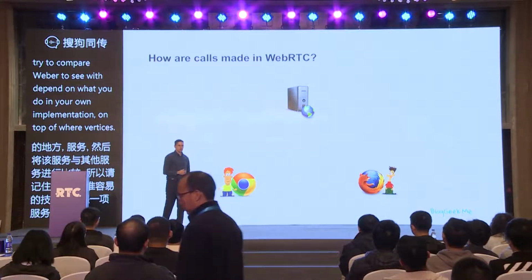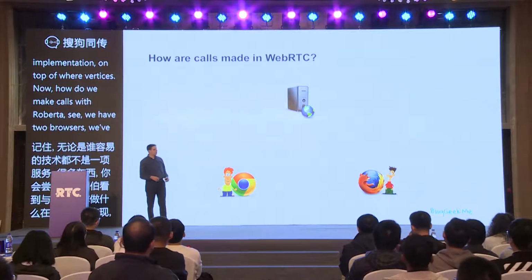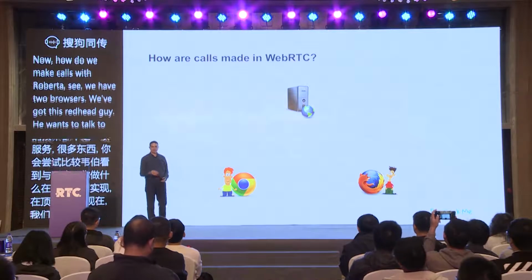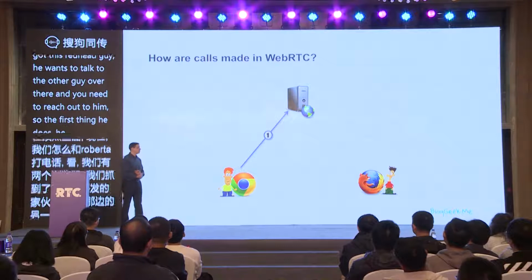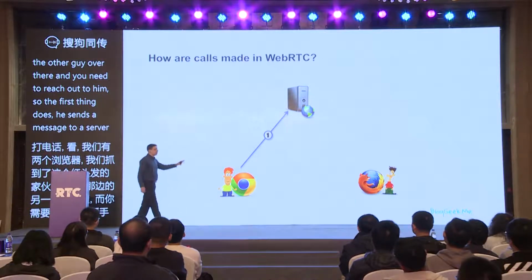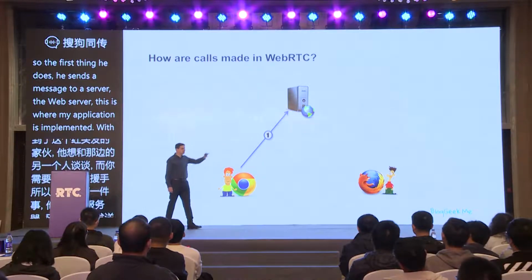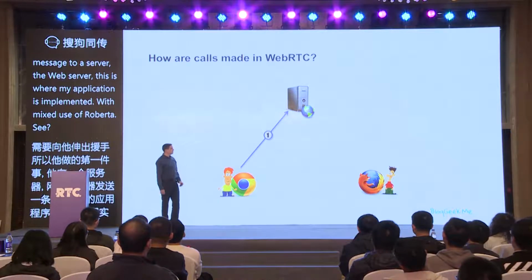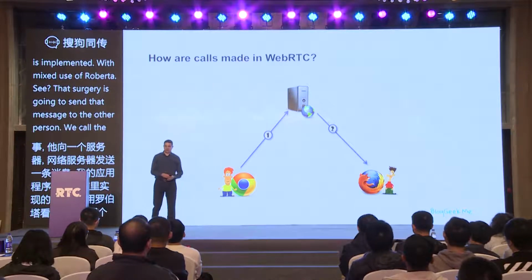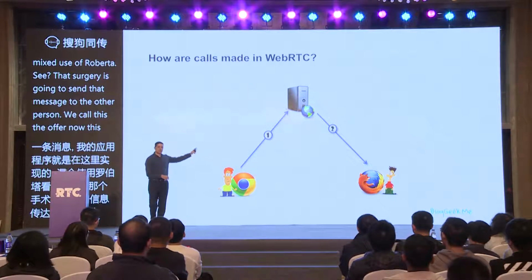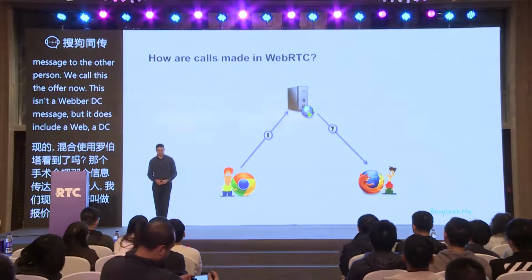Now, how do we make calls with WebRTC? We have two browsers. We've got this redhead guy, he wants to talk to the other guy over there, and he needs to reach out to him. The first thing he does is send a message to a server, the web server. This is where my application that makes use of WebRTC is implemented. That server is going to send the message to the other person. We call this the offer. This isn't a WebRTC message, but it does include the WebRTC component called SDP.